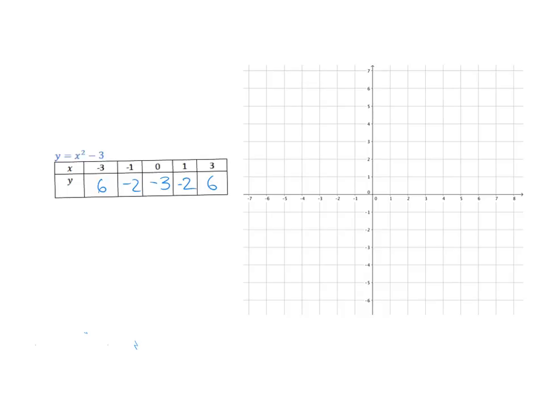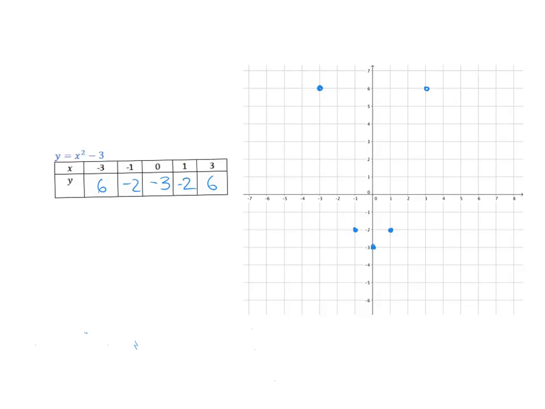So when we go to plot these points, x is minus 3, y is 6. x is minus 1 and y is minus 2. x is 0, y is minus 3. x is 1, y is minus 2. And then x is 3 and y is 6.